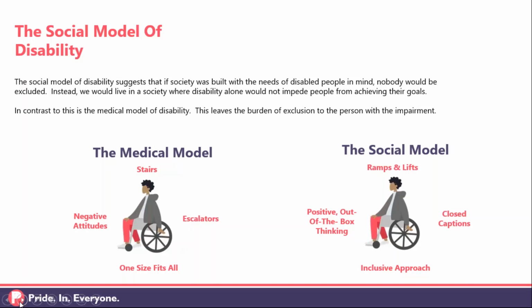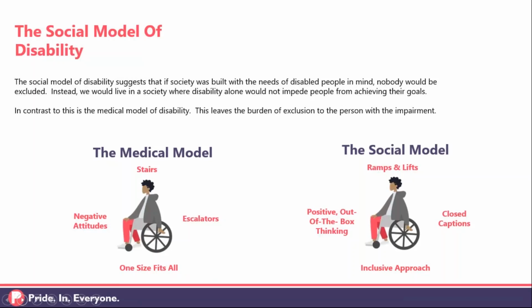There's a very positive out-of-the-box thinking. So, oh, Essie can't do this because she can't climb those stairs and she can't use her hands in that way. What could we do? How can we include her in this so that she can give the same value? And it's just a generally inclusive approach.